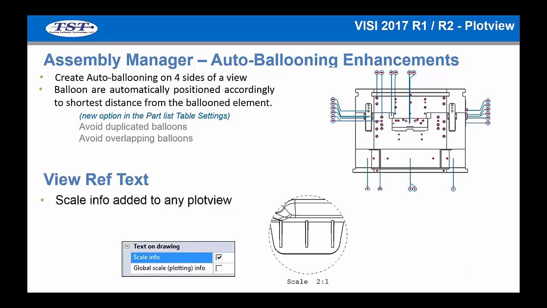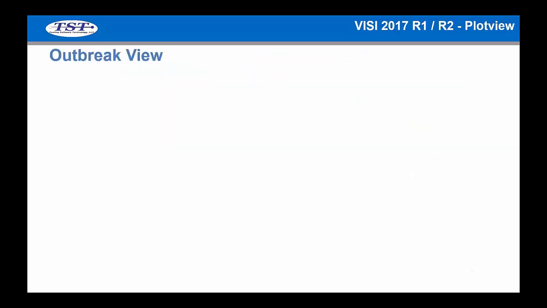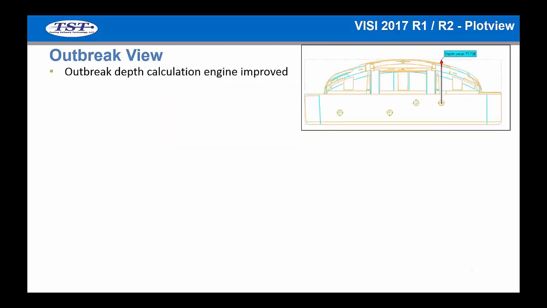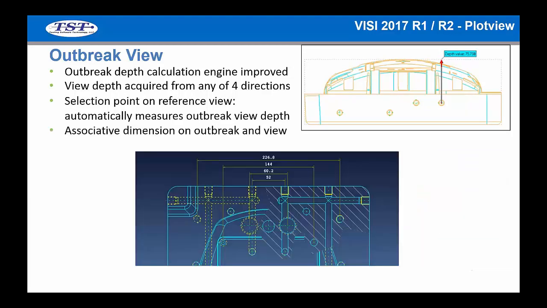Also, a view reference text. So when you're doing your little view here, you can have your scale info added to any of those plot views, and also global plotting info as well. Let's take a look at some of the outbreak views. The outbreak depth calculation engine has improved. A view depth acquired from any forward direction. Selection point on reference view automatically measures the outbreak view depth. Active dimensioning on outbreak view as well.